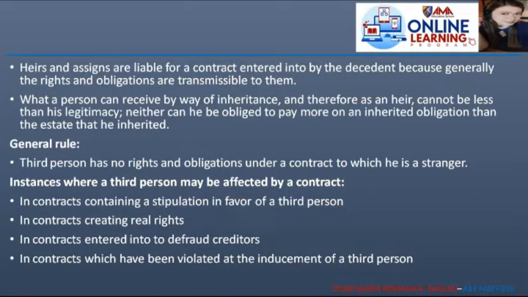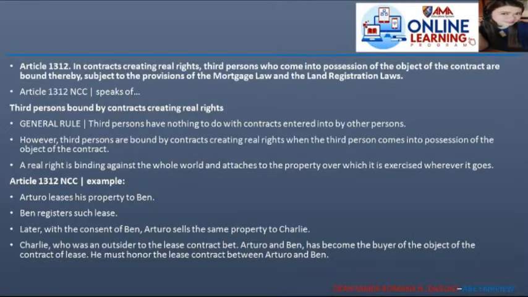Next, contract entered into to defraud creditors. Yung mga kontrata na pinasok para dayain yung mga nagpautang. No? So, the third person may involvement na rin doon. And lastly, in contracts which have been violated at the inducement of a third person. Ito yung mga nilabag na kontrata na merong ibang tao na nag-impluwensya sa'yo o sa kakontrata mo para hindi sundin kung ano yung nasa contract. Inducement of third person. So later, we'll have an example for each of that.